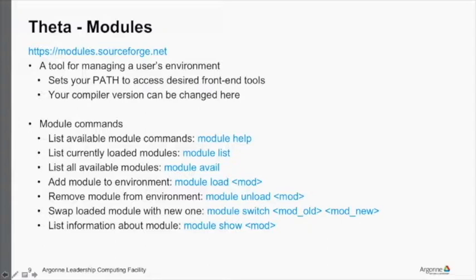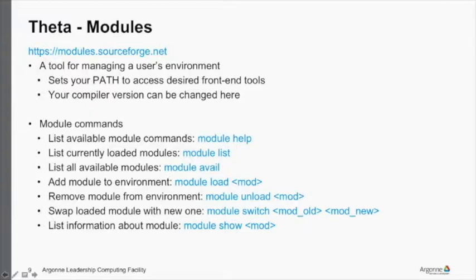A handful of useful commands. You can do module help that'll list all of the available module commands. You can see a list of what's currently loaded in your environment. So this is something that you could do when you first log into the machine to check what your default environment is. You could do module avail to see the long list of all the modules that are available. You can add a module to your environment with module load and then the name of the module. And you can also remove a module with the unload argument.